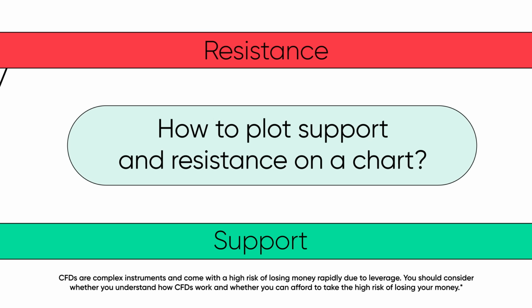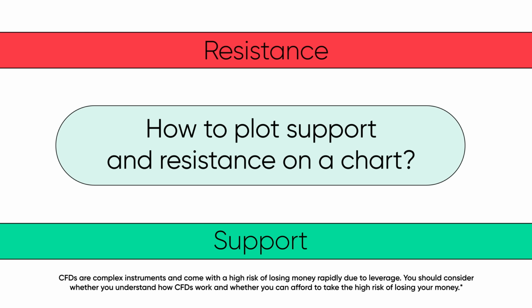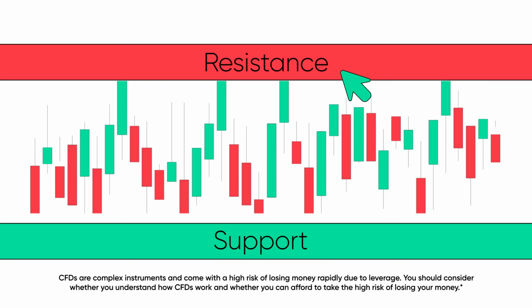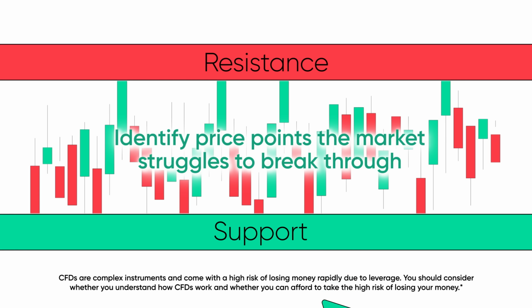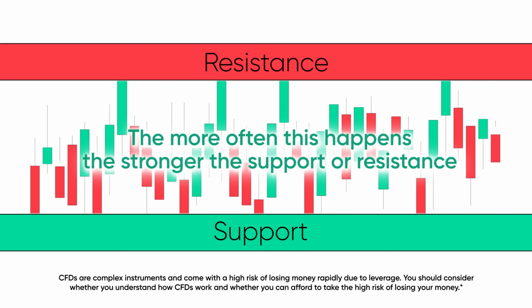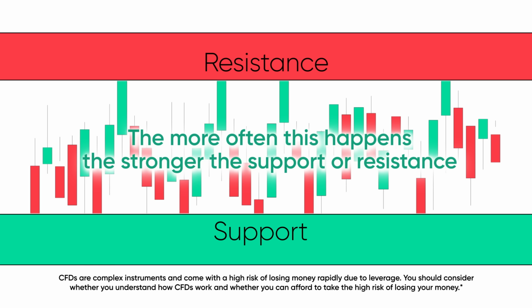But how do traders plot support and resistance levels on their charts? Well, it's relatively straightforward. By analyzing the charts, traders can identify price points the market has struggled to break through. The more times prices bounce off these levels, the stronger support or resistance is considered to be.